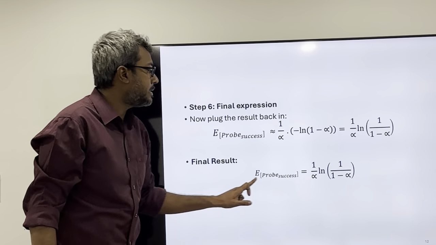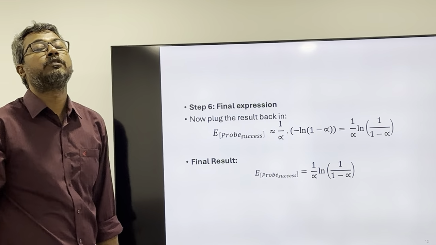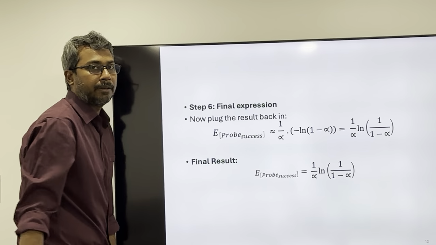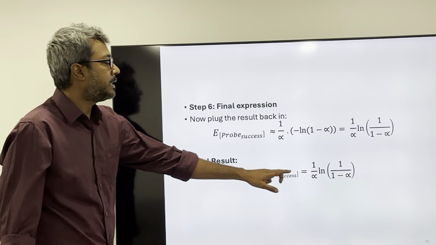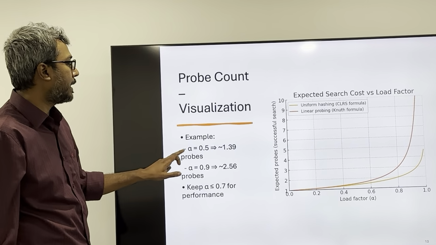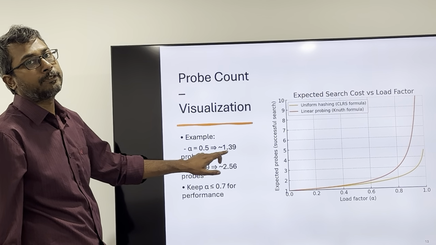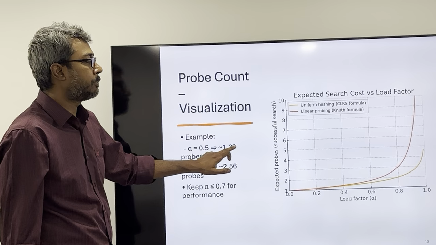So ultimately, this is the successful probe count that we can expect when we know a value of alpha. What is the usefulness here? We get the alpha, we plug it in. So when we have an alpha value of 0.5, we know for a successful probing, we have the value of 1.39.